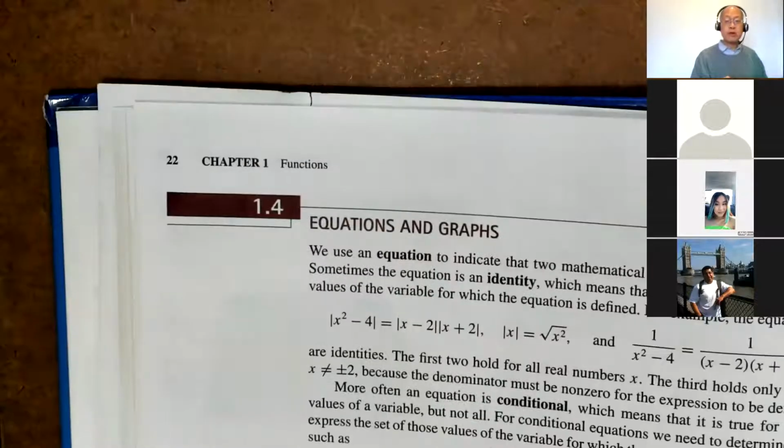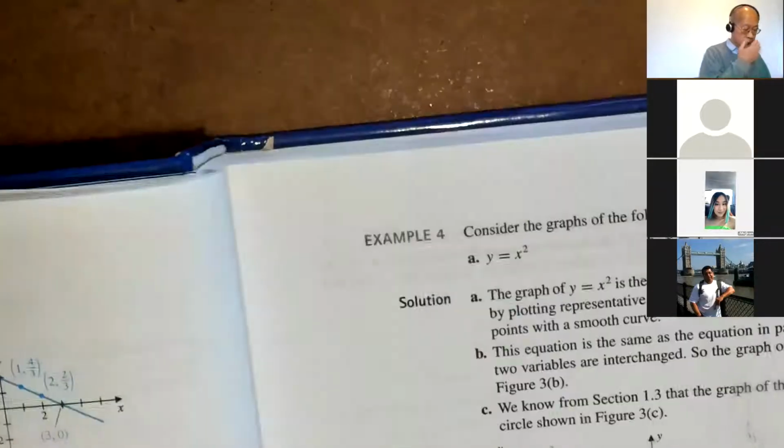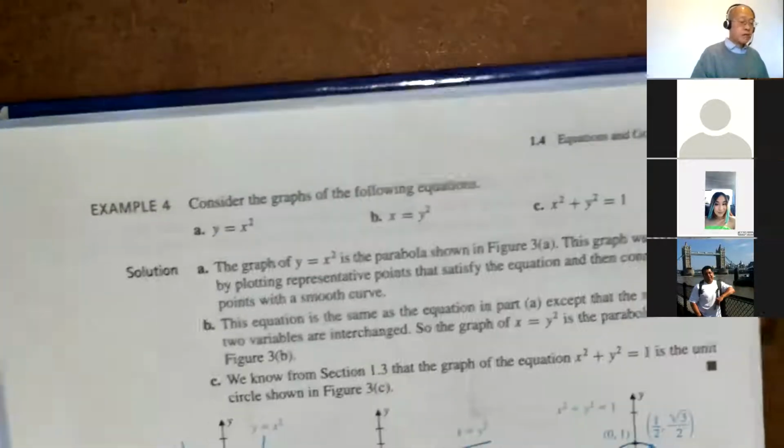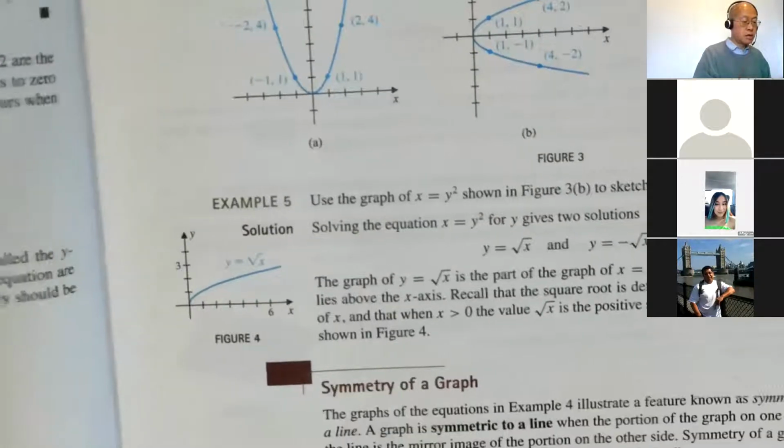All right, so 1.4, we're introducing equations and graphs. And one of the first things we need to introduce is the concept of symmetry.